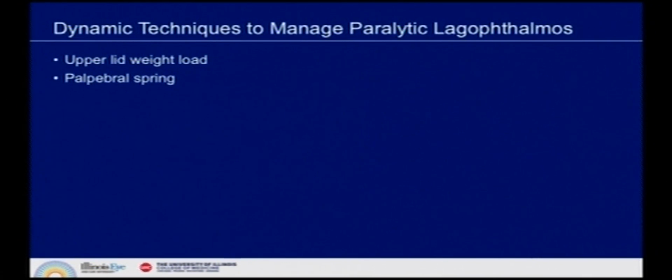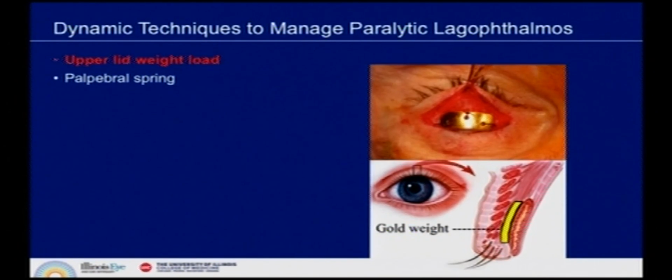Now, there's two dynamic techniques that I want to talk about, and there's many others that we could, but these are the two, and probably the most common one is the upper eyelid weight load. Typically, this is a gold weight, although platinum is also commonly used. The advantage of platinum is that it's 10% denser than gold, and so gives a lower profile when it's implanted. Also, there's some thought that it's more hypoallergenic. A pocket is dissected through the orbicularis and the skin, and the gold weight is typically sutured to the tarsus. There are other techniques to place it in other places, but this is probably the most common location.